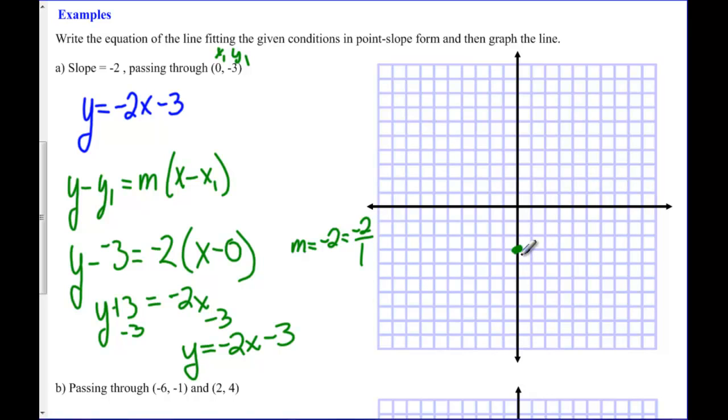Okay, well, good. I'll assume you remember that. So from your point, you're going to go down 2, so there's your negative 2. And then to the right 1, your positive 1. So really, that's good enough. And it's just not going to be pretty. Yep, not awesome. But you get the idea. All right? Okay.